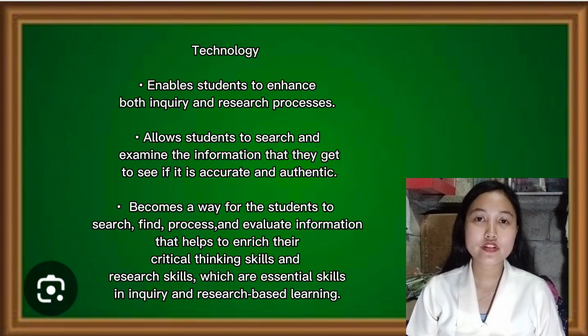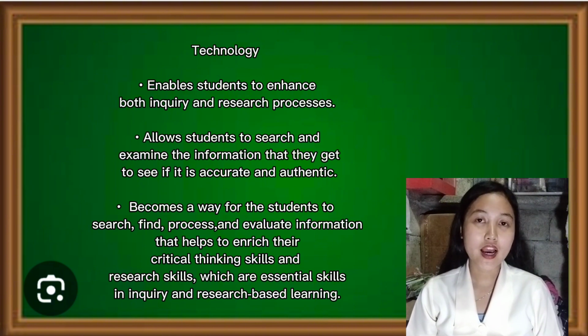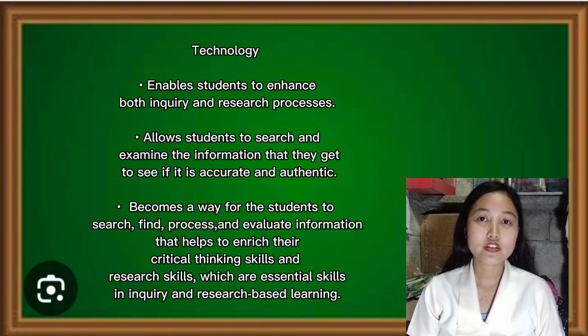By incorporating technology, it enables students to enhance both inquiry and research processes. Technology allows students to search and examine the information that they get to see if it is accurate and authentic. It also becomes a way for the students to search, find, process, and evaluate information that helps to enrich their critical thinking skills and research skills, which are essential skills in inquiry and research-based learning.